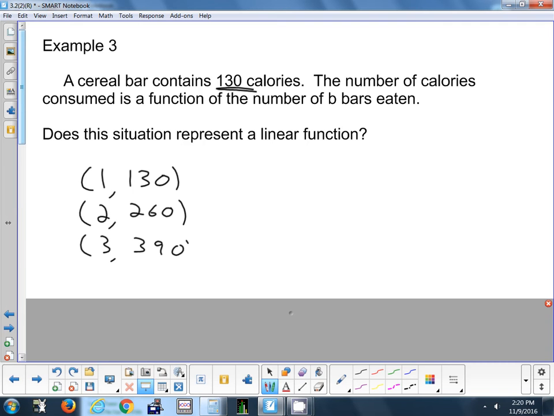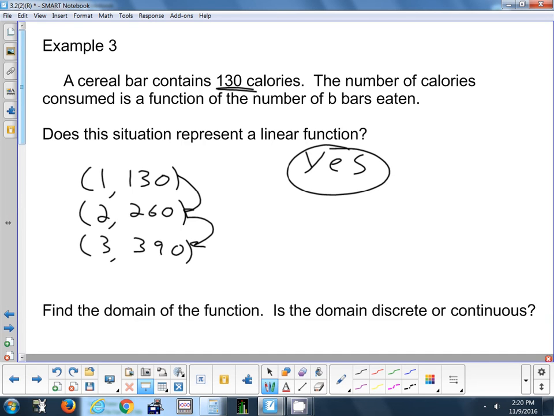390. Now remember what Mr. Roy and I showed you yesterday. If you're going to look if it's linear, check the x's. Are the x's going up by the same amount? Yep. How about the y's? How much are you adding each time? You're adding 130. So because the x's go up by the same amount and the y's go up by adding the same amount each time, this is linear. Okay, so if you're not sure, just make a few examples using your data. 1 candy bar, 2 candy bars, 3 candy bars.